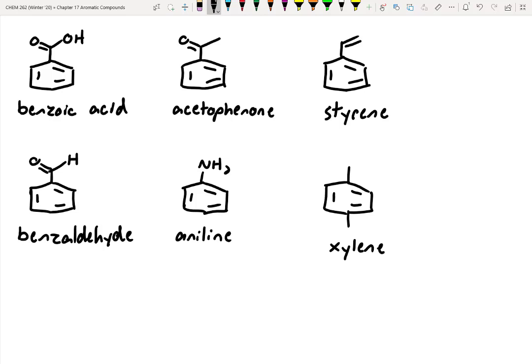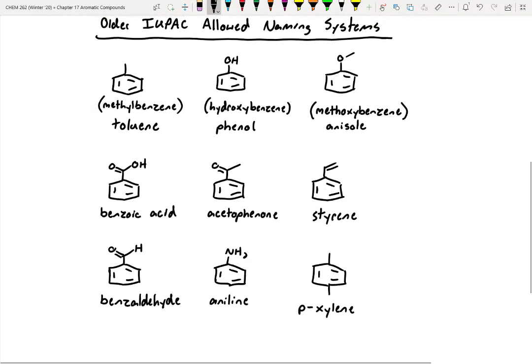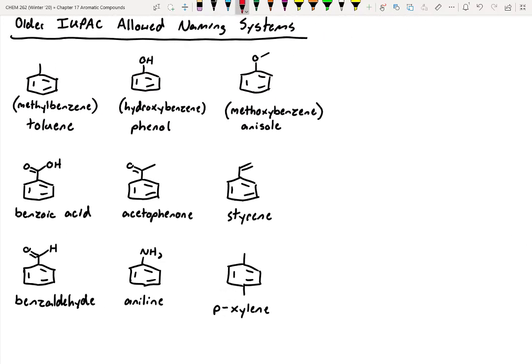And to indicate that the methyl groups are off of opposite sides, what do you think we could include as a prefix? Para. So we can just write p-xylene or para-xylene. That indicates that the methyl groups are in that 1,4 disubstitution pattern. Does that make sense? All right. So these are really the main ones I want you to know in this course.